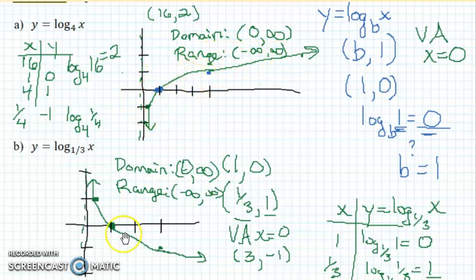So it sort of looks like it's reflected over the x-axis, which in a way it is, but we don't have to really talk about that. So just this shape when the base is bigger than 1, this shape when the base is between 0 and 1. And it always includes the points (b, 1) and (1, 0), and a vertical asymptote at x equals 0. Just those 3 bits of information are enough to give you a decent sketch of the graph of these functions.